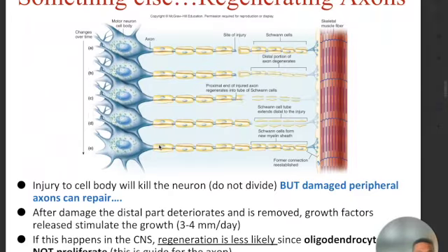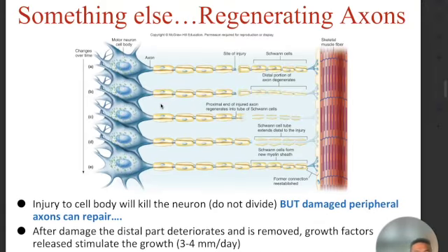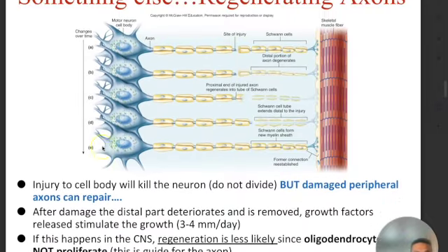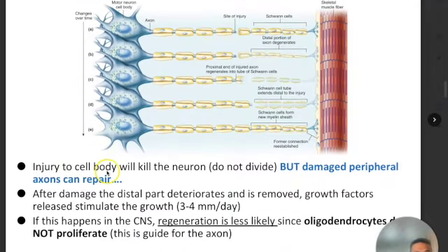Sometimes, if you are injured, sometimes your nerve does regenerate. Okay, it depends. Injury to the cell body will kill the neuron. So the cell body is here, it will kill it. But damaged peripheral axons can repair. So if you damage here, it can repair.